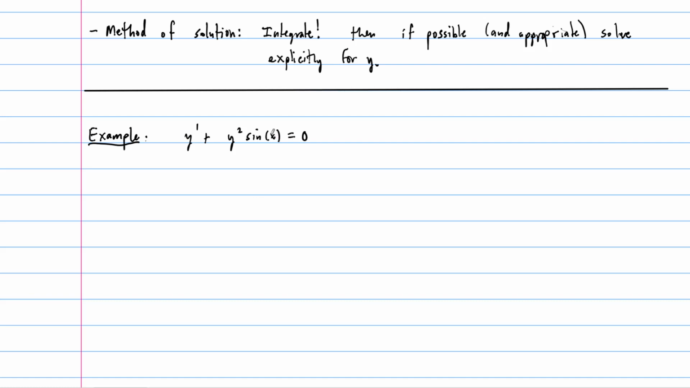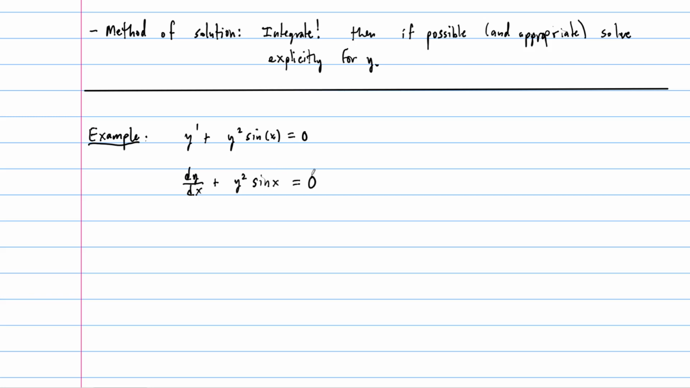So the independent variable in this equation is x, not t. It was t in my previous example, but it's x here. So that means our derivative is actually dy by dx. And this part of the equation can stay the same.